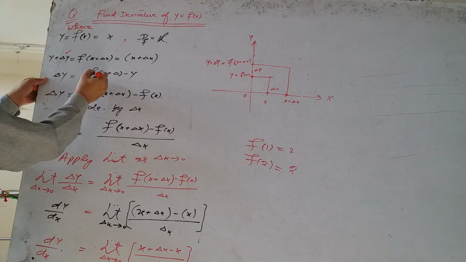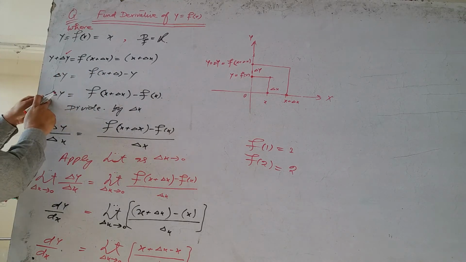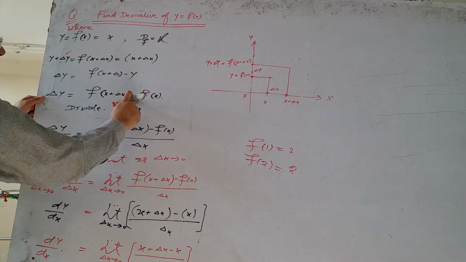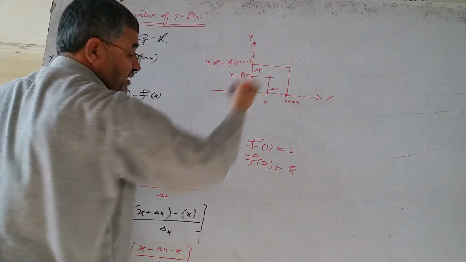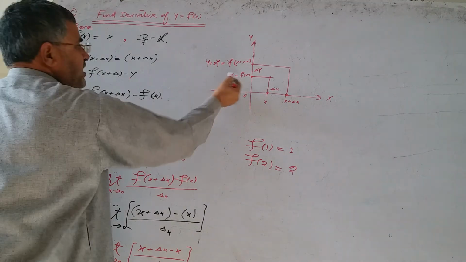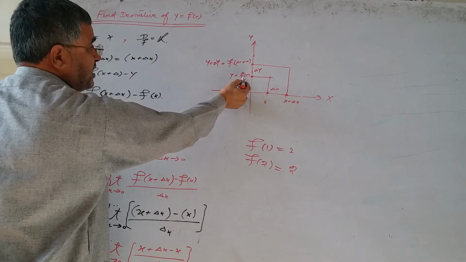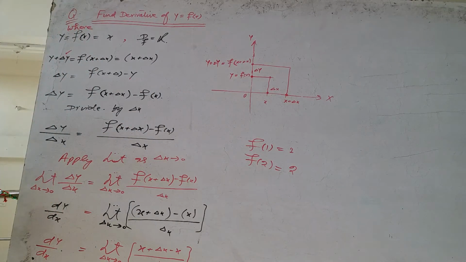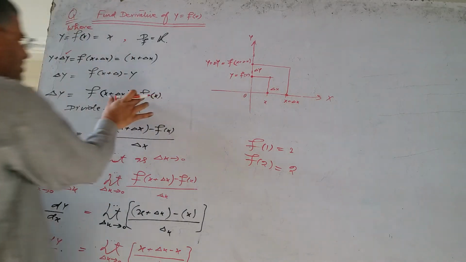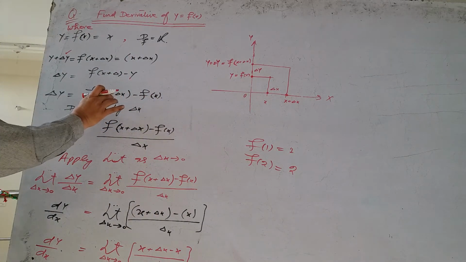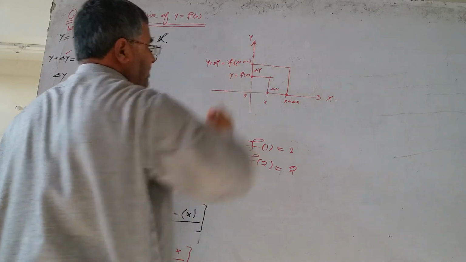Therefore, del y will be equal to f of x plus del x minus y, which is also equal to f of x plus del x minus f of x, as y is another notation of f of x. So we replace y by its original notation, which is equal to f of x. On the next step, we calculate the change in the dependent variable.